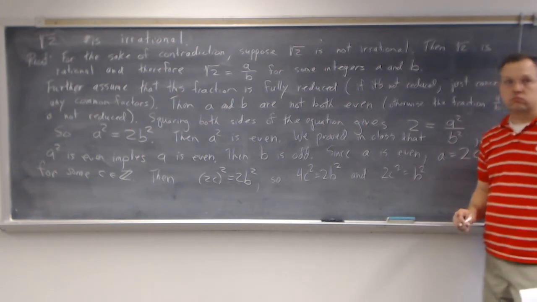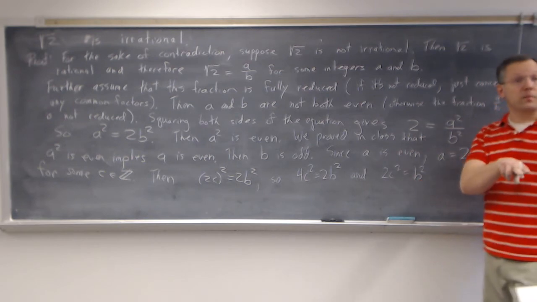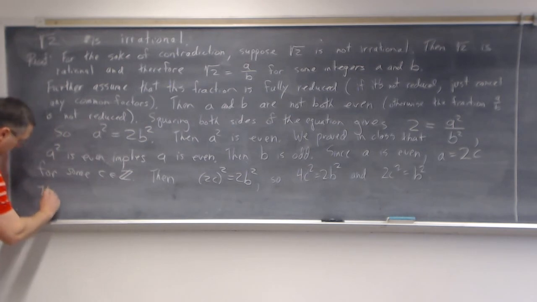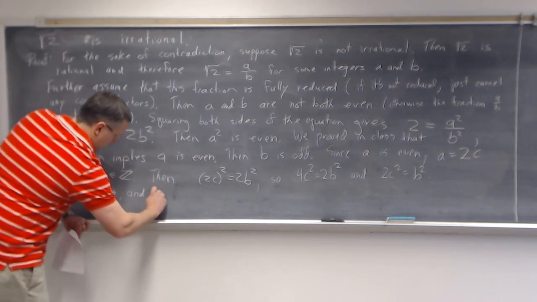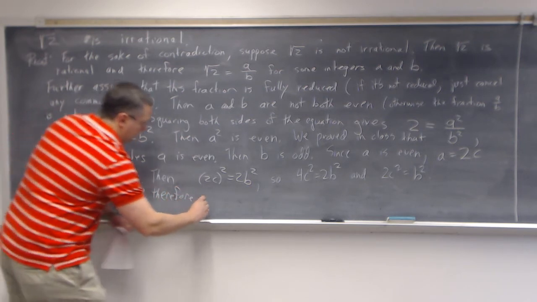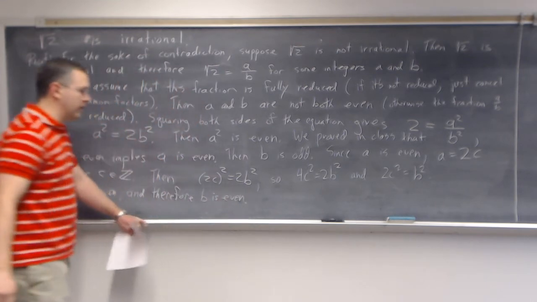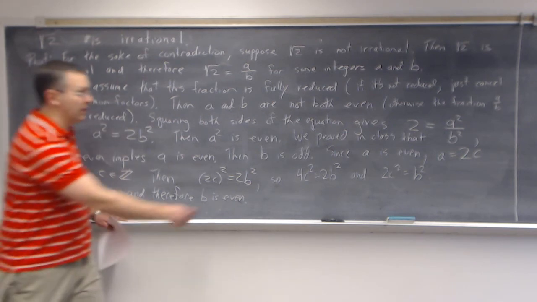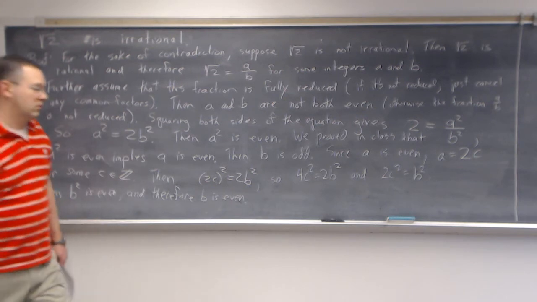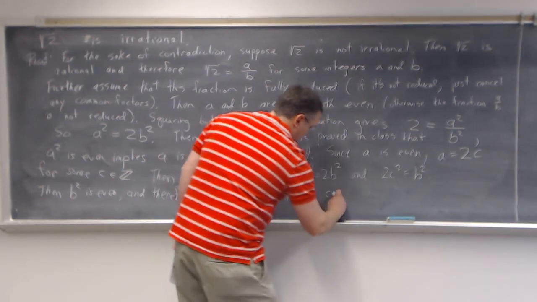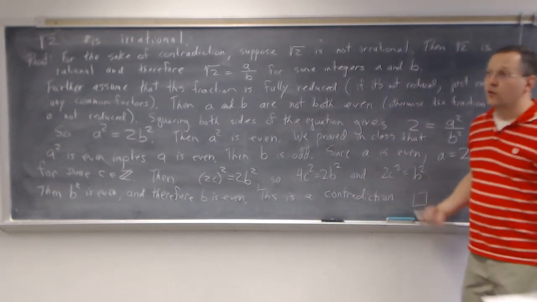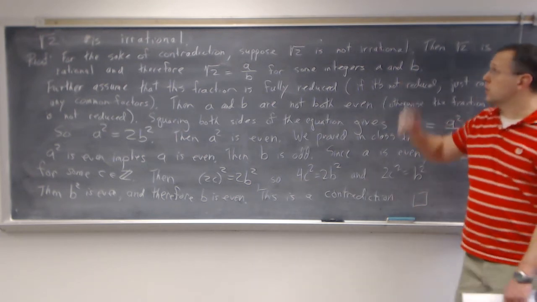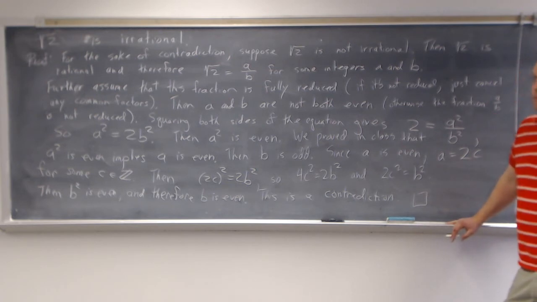Well, what can I conclude about b? b squared is even, and therefore b is even. Anybody see a contradiction? Yeah, we have two statements: b is odd and b is even. This is a contradiction. You can just end it there, or you could say, therefore our original assumption was wrong, therefore the square root of 2 is irrational. So it's a classic proof by contradiction: the square root of 2 is irrational.